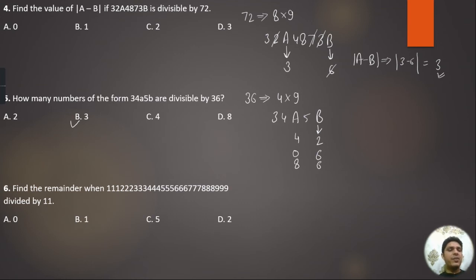Okay. Thereafter, we have the next question. He is saying, find the remainder when 111222333444555666777888999 is divided by 11, right? So students, let us check the rule. Sum of the triplets at odd places minus sum of the triplets at even places should be divisible by 11. So let us do the question. 1 plus 3 is 4, 4 plus 5 is 9, 9 plus 9 is 18.